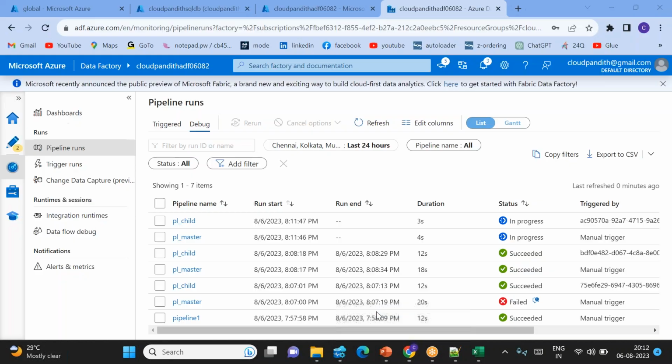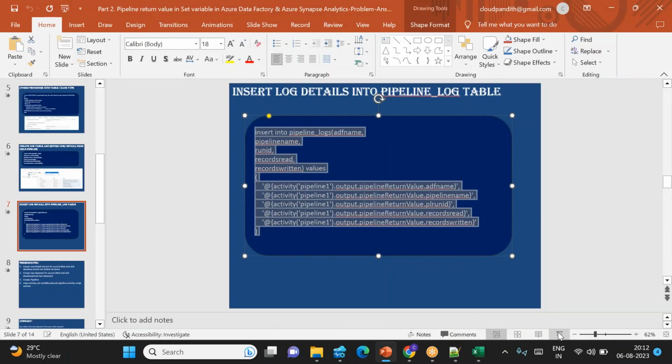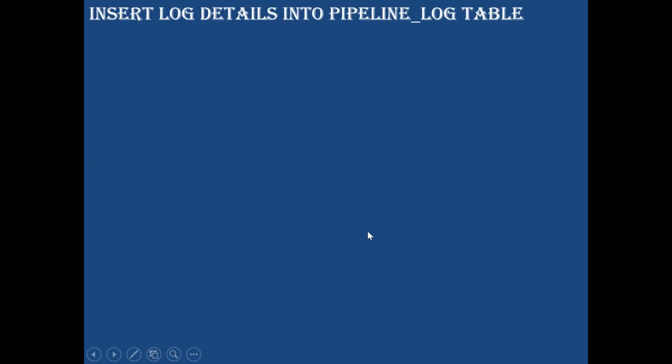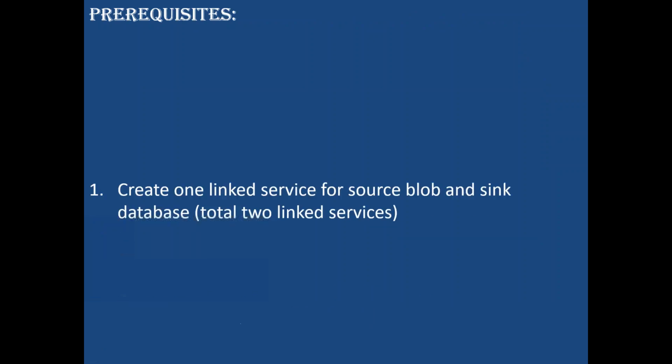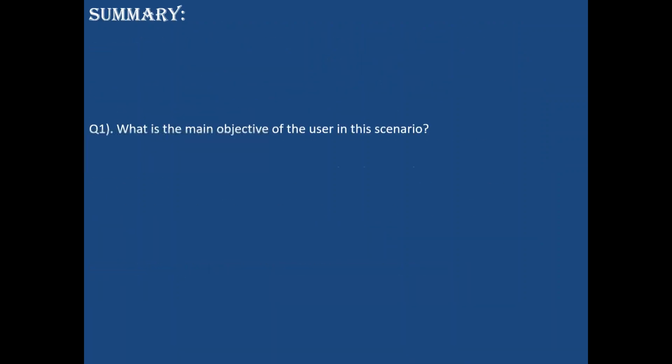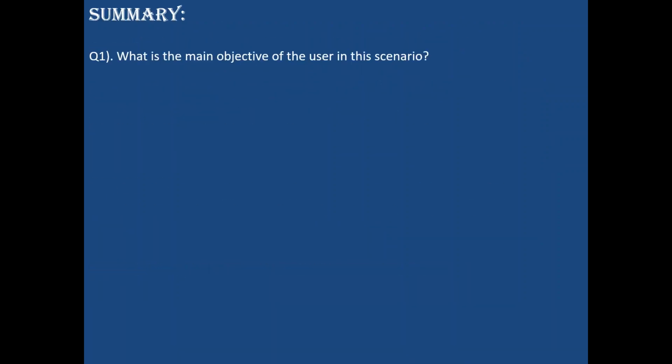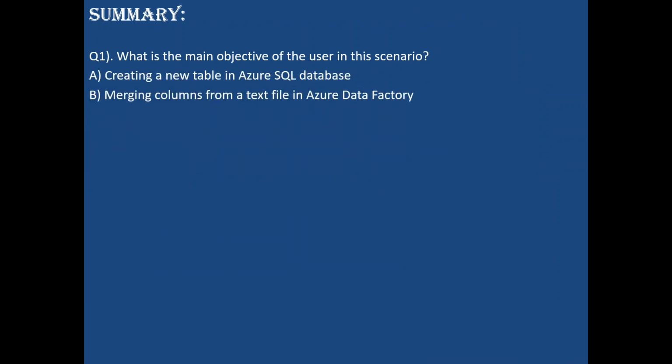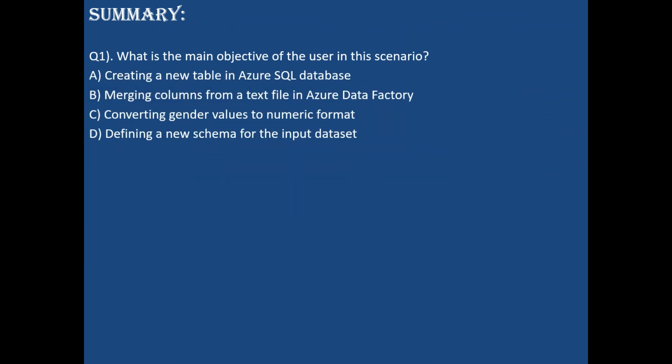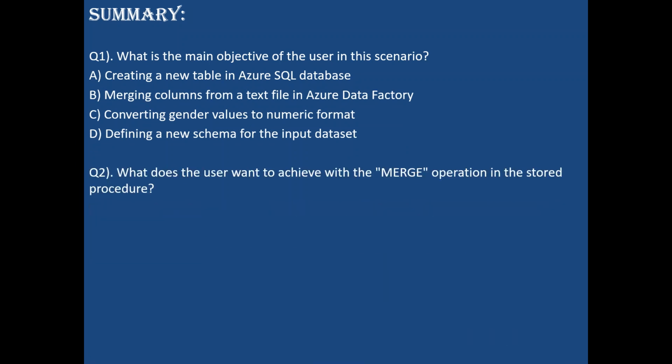Let's quickly discuss now the summary questions that we have. What is the main objective of the user in this particular scenario? The main objective of the user is merging columns from a text file in the Azure Data Factory. Yes, the answer B is correct.